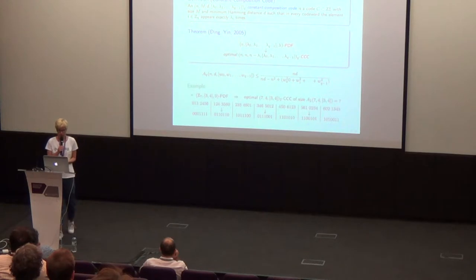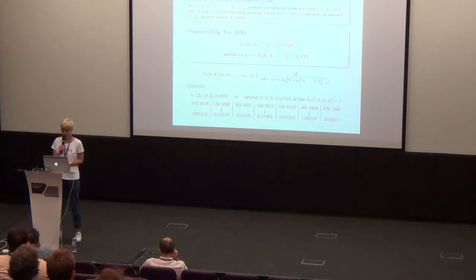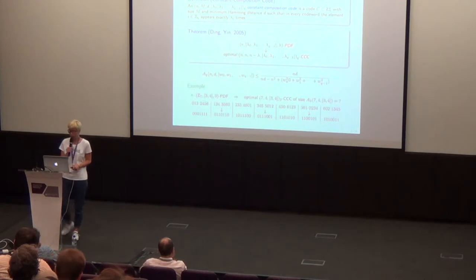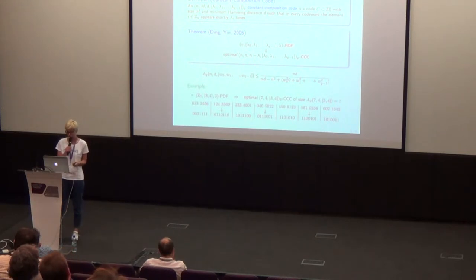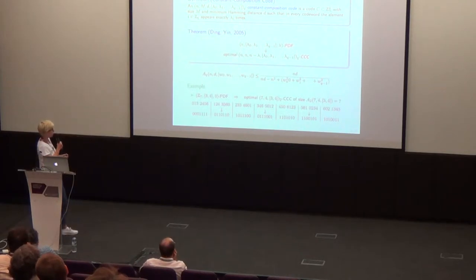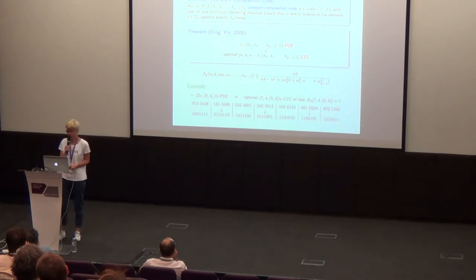Okay, so when they were introduced, they were used to construct constant composition codes. So let me also give you a definition of a constant composition code. A constant composition code with these parameters is a code of size M and minimum Hamming distance d, such that in every codeword, element i from the alphabet appears exactly lambda_i times. In their paper from 2005, Ding and Yin gave a very nice construction using partitioned difference families in order to construct optimal constant composition codes with the parameters that you see here. When I say optimal, it means that they reach the bound. This is the size of such optimal codes.